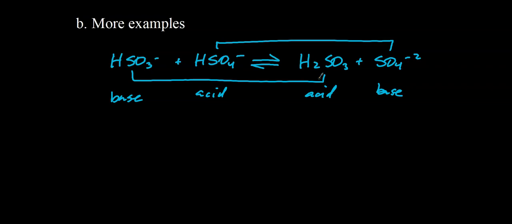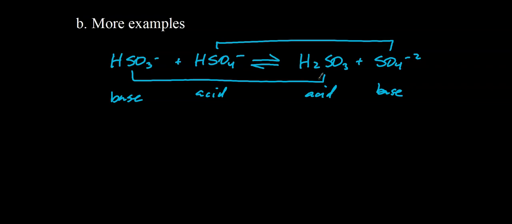HSO4 minus, what is it doing? Well, it is donating a proton to the HSO3 minus, and as such is becoming SO4 negative 2. So that makes HSO4 minus an acid, and its conjugate is a base.